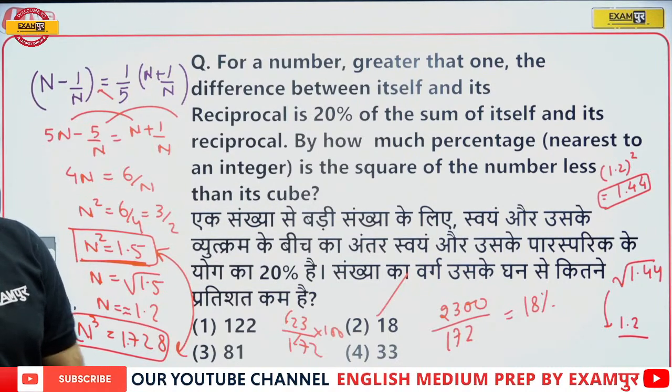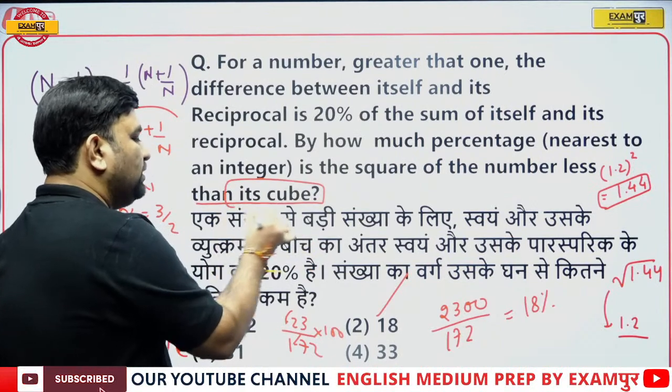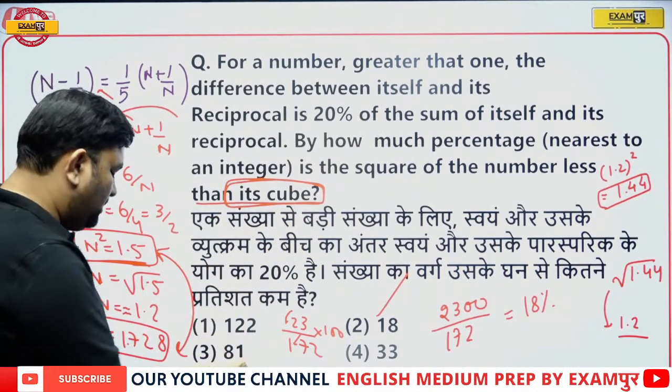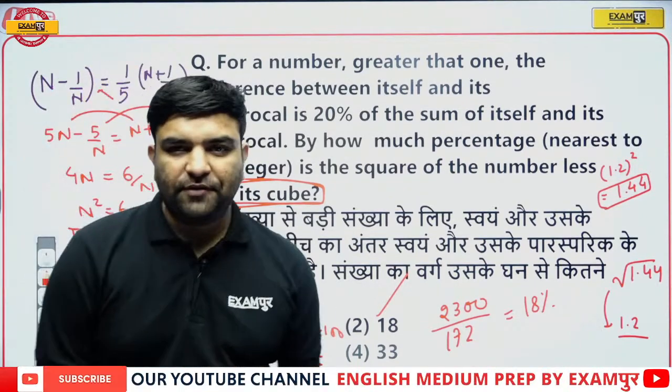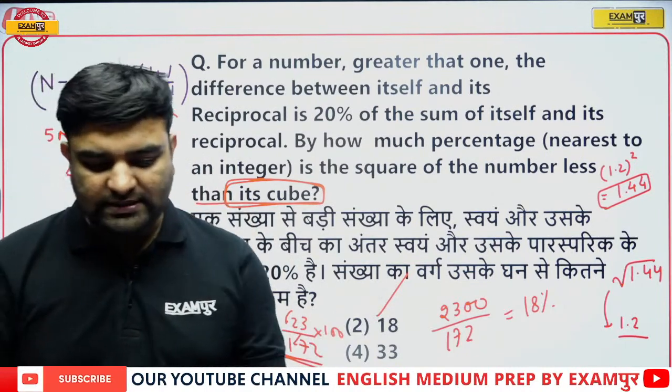Okay. So you have to compare this with its cube. So in the denominator, the value of cube will come. And what is the value of cube? 1.72. So this much difference over 1.72, approximately it will reach 15, 16, 18%.